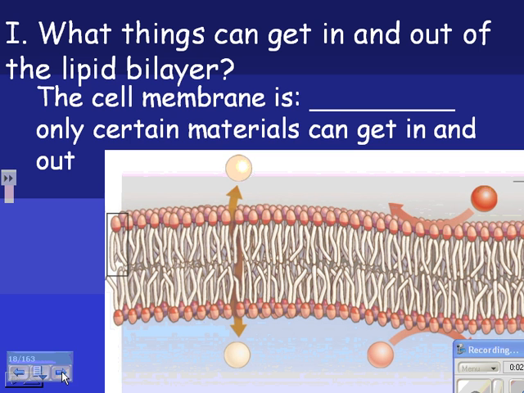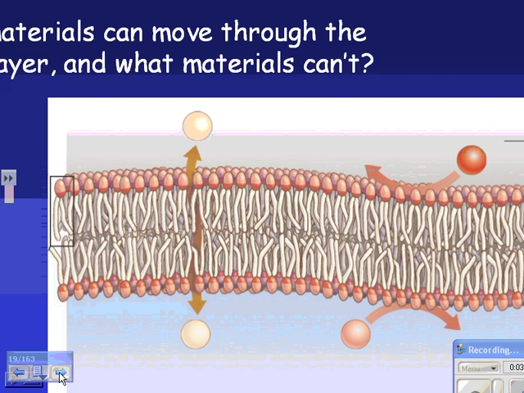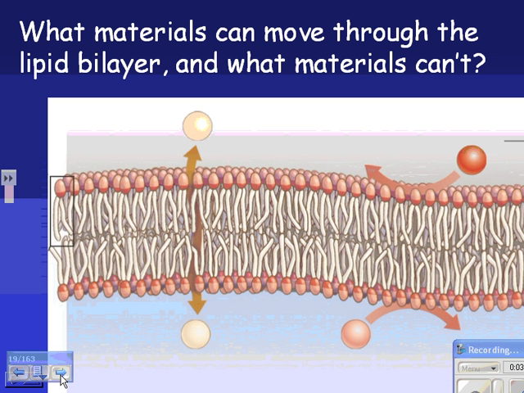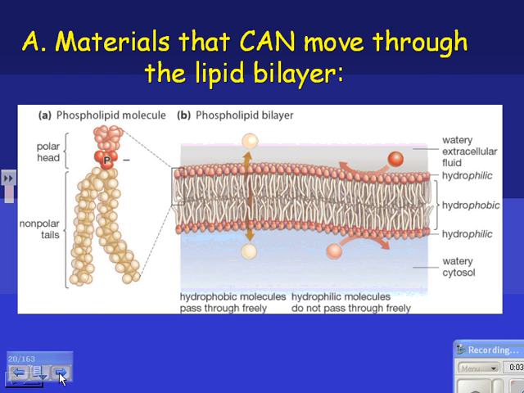And so the cell membrane, first a definition, is semi-permeable, which means that only certain things can get in and out. So permeable means permeate, means can go through. Semi means some things can go through. So that means that other things cannot. So what materials can move through the lipid bilayer and what materials can't? So materials that can move through the lipid bilayer.